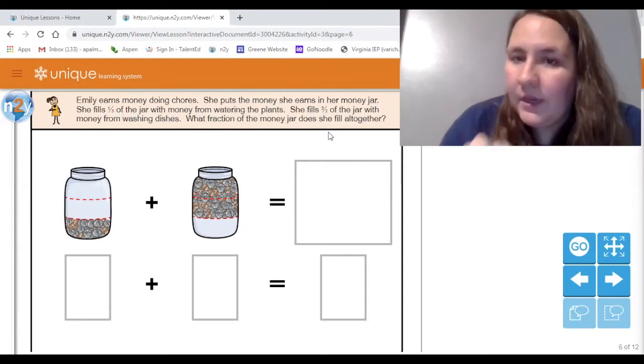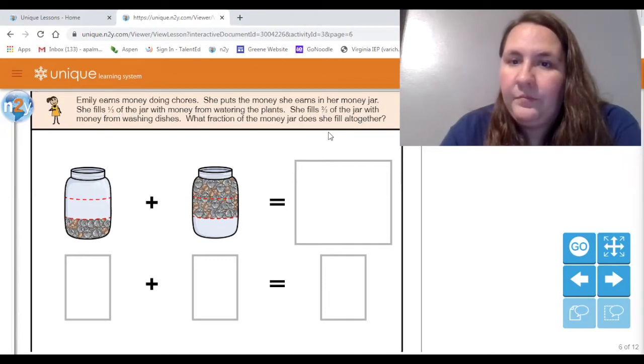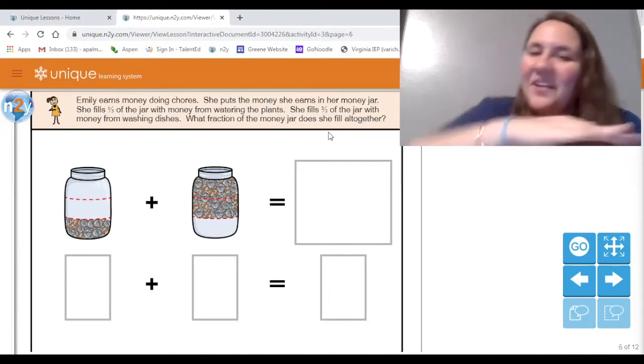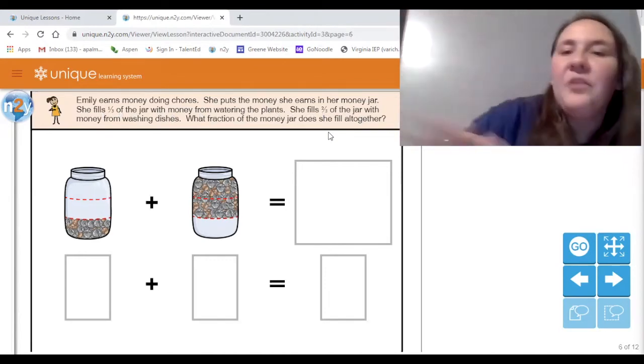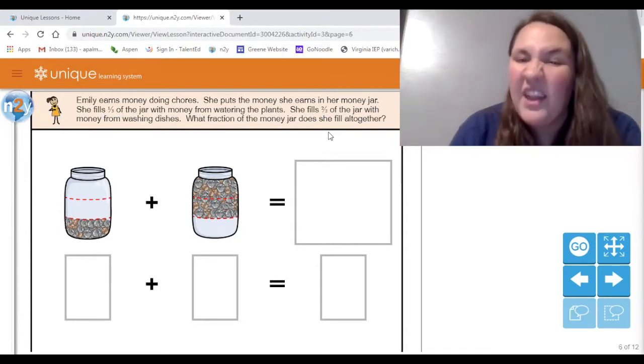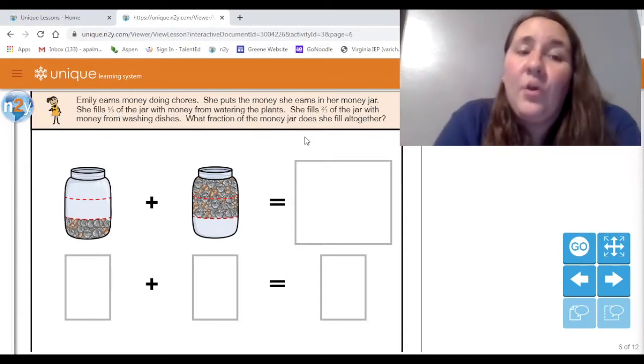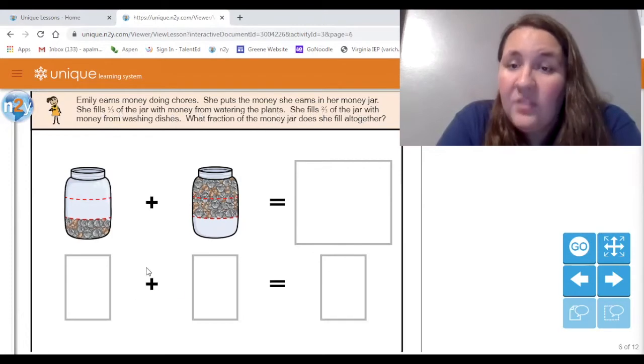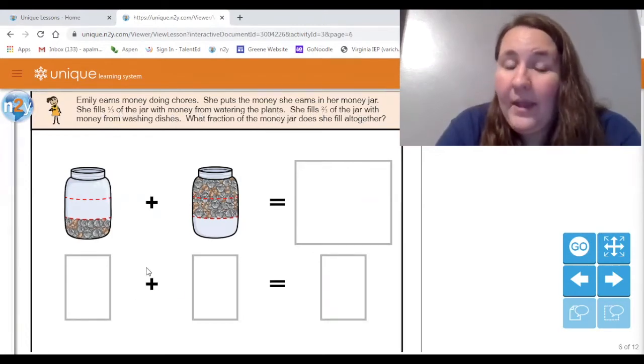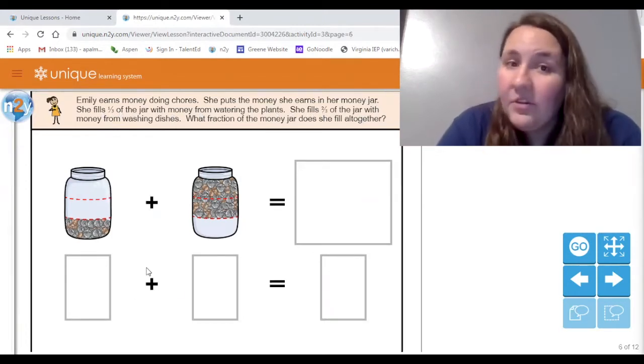What word did you hear that tells me what I need to do? Yeah, all together. My friends, I see you doing my special symbol for all together, and all together means I need to add them, right? I can look right here, I see my plus sign, so I know I'm going to add them at the end, okay? But let's figure out what fractions we have.